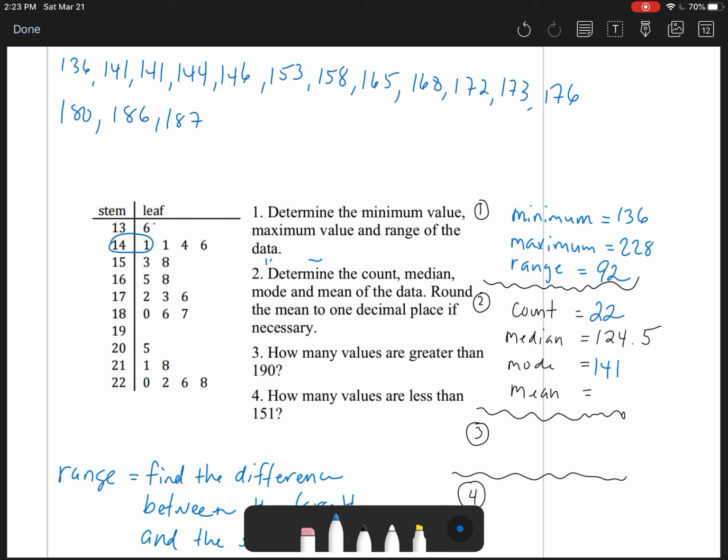186, 187, nothing for 190, 205, 211, 218, 220, 222, 226, and 228. I'm just going to count to make sure I have 22 here. 22 numbers. Okay. Now we want to add all those numbers up.